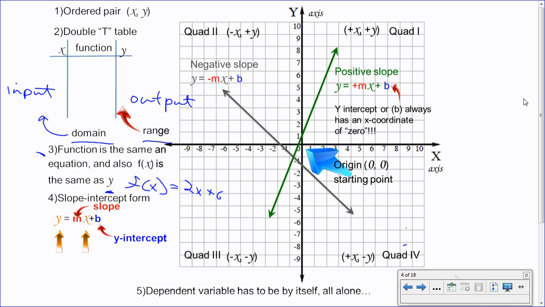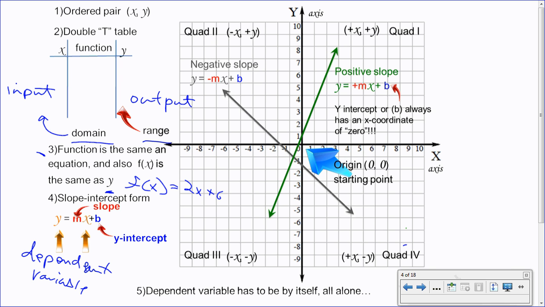Is it by itself? Is there anything else next to it? Or have we isolated for y? If we have, then that makes it by default a dependent variable. Good. Write that down.